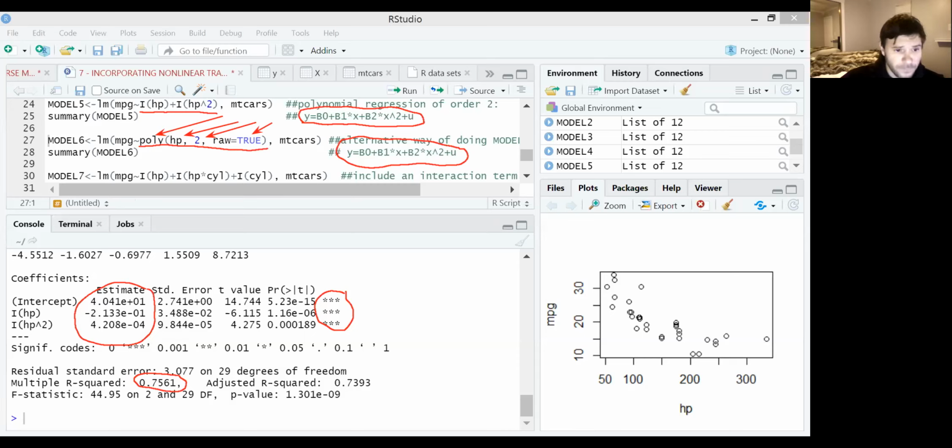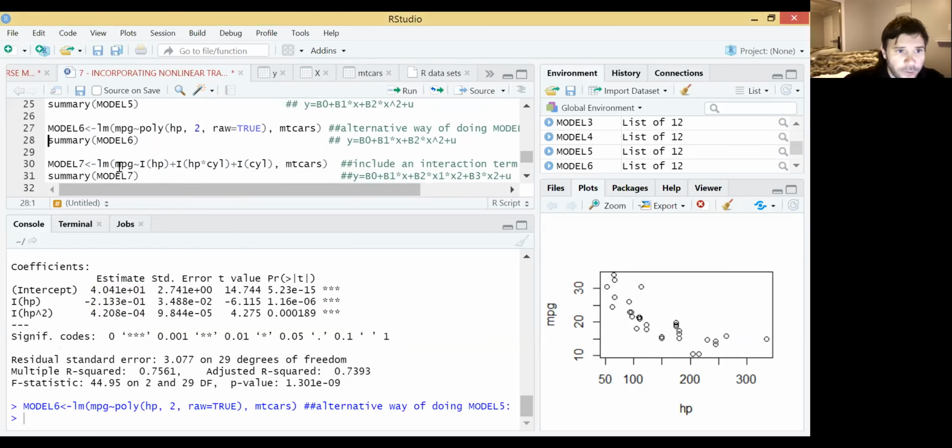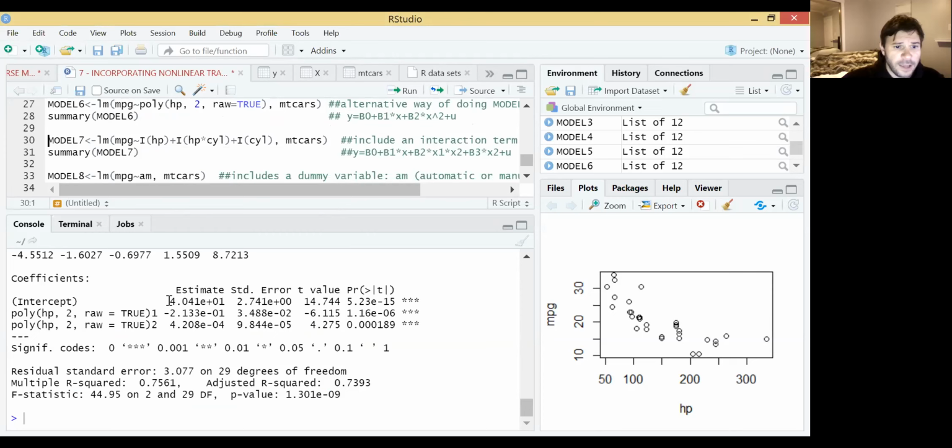So again, I want you to be mindful of these estimated values here for beta 0, beta 1, and beta 2. That was according to model 5. Now we are going to build model 6 and take a look at the summary output from doing so. Okay, so model 6. Hey, it is a polynomial regression of order 2. And again, this is an alternative way of coding model 5 here. And note the parameter estimates that we're getting. Okay, there is our beta 0, right?